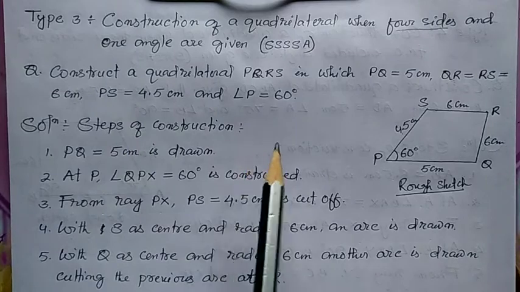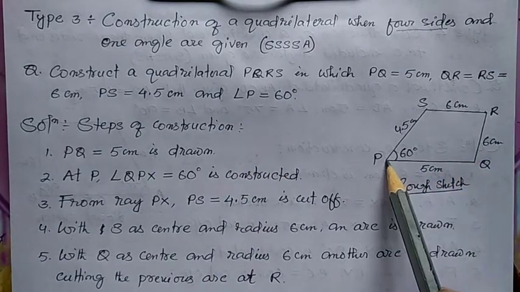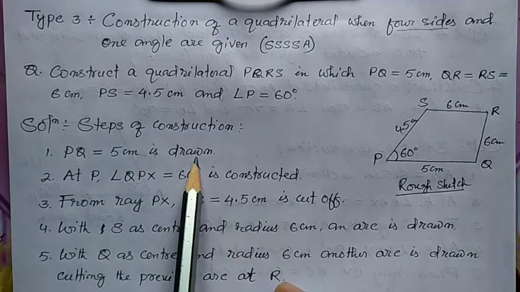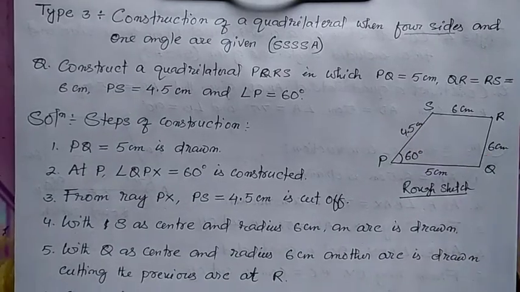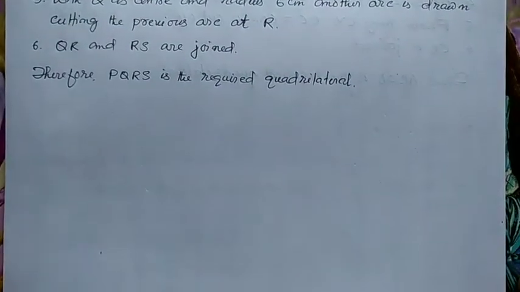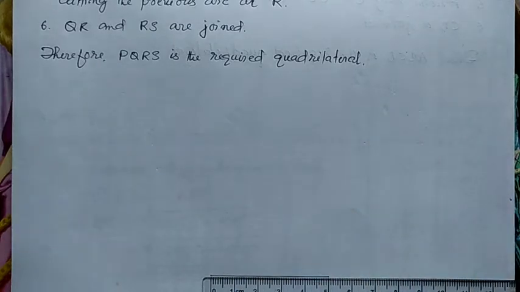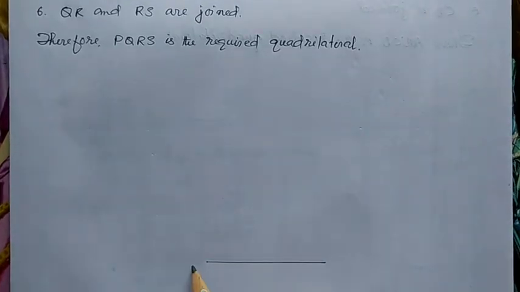Steps of construction. For this type, the first one is to draw the base. Base here is PQ. So first step, PQ is equal to 5 centimeter is drawn. Now let's draw PQ, which is 5 centimeter. Exactly 5 centimeter. You can see there is PQ, which is 5 centimeter. This is PQ.